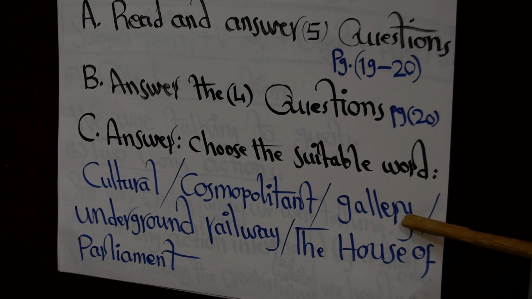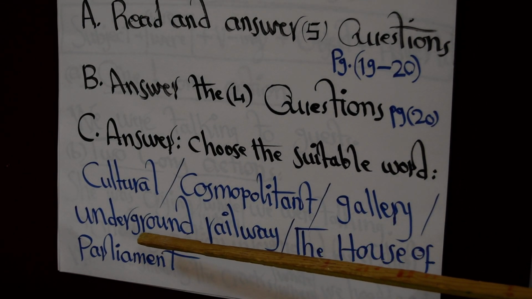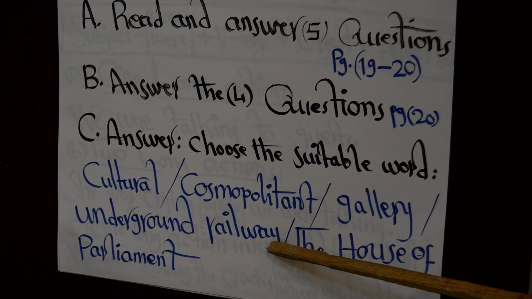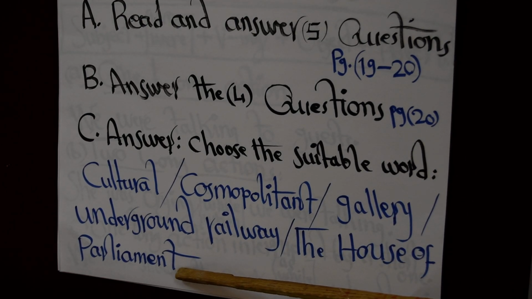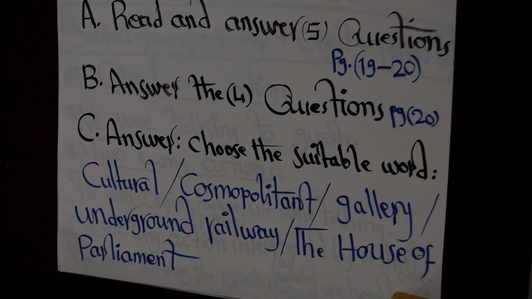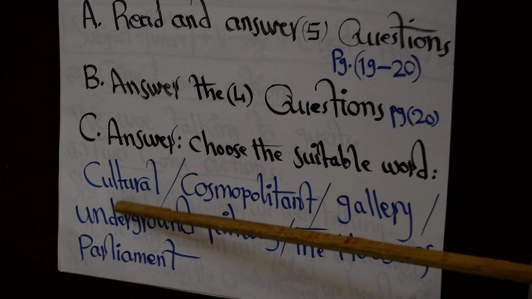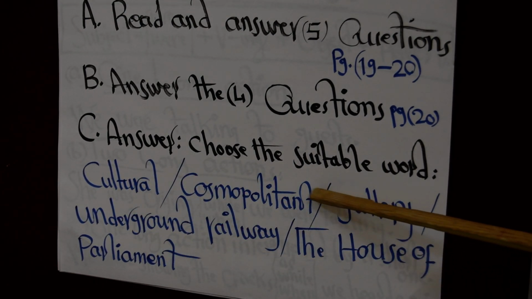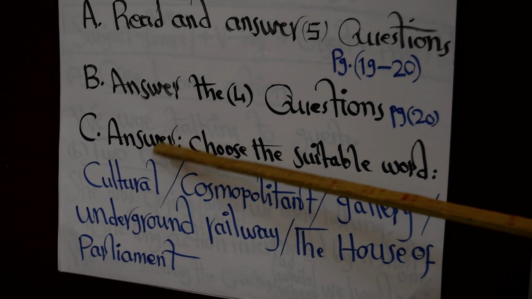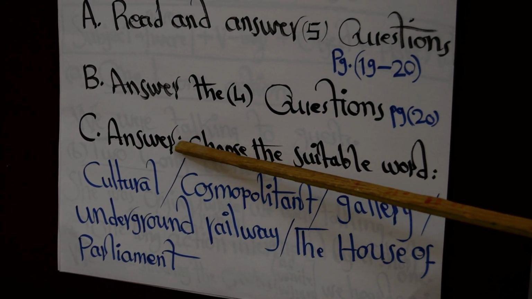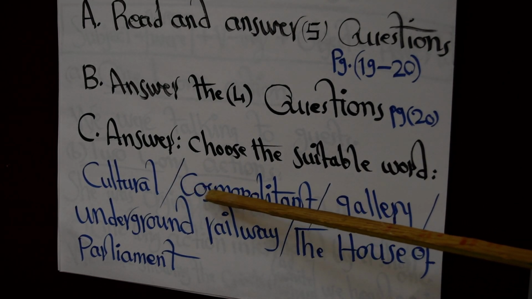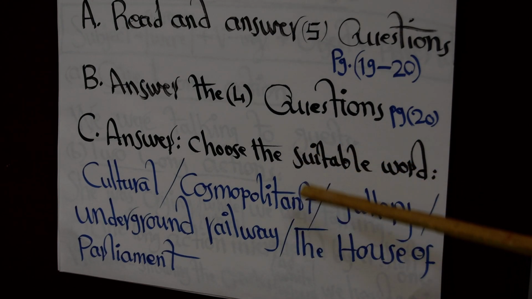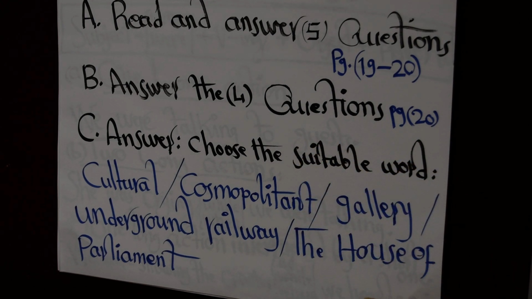Then we have gallery, number 3 or number 4, and the underground railway, number 5, and the last one, the House of Parliament. This is of course in England. So these 5 words and expressions are the answers of the exercise in question C. I already did them for you, so you just have to put each word in its suitable place. That's all for now.